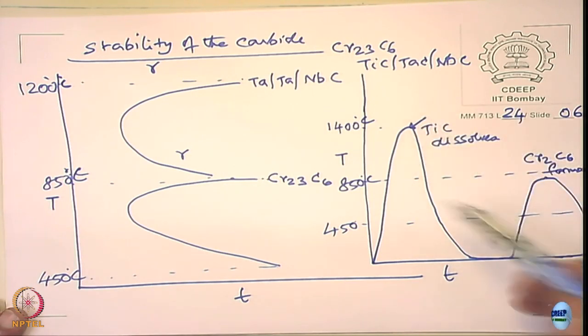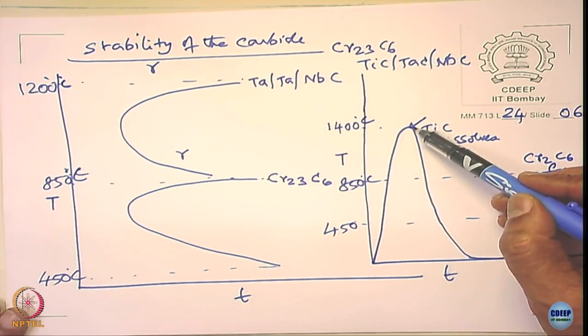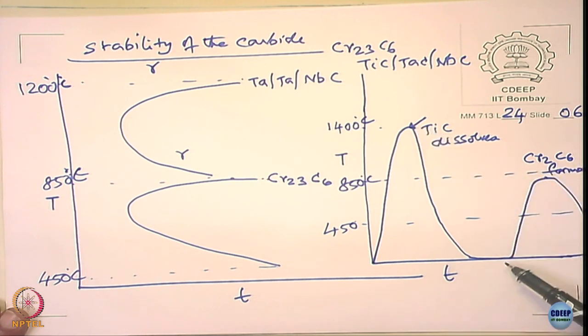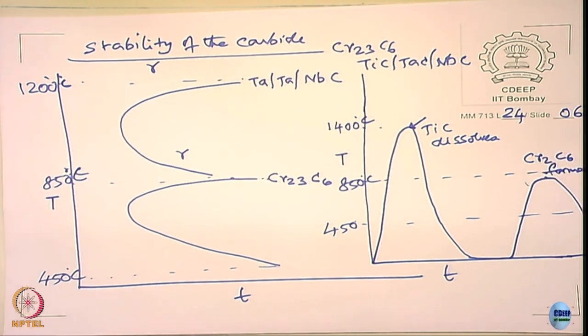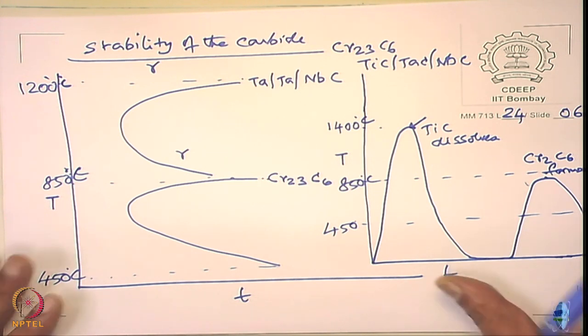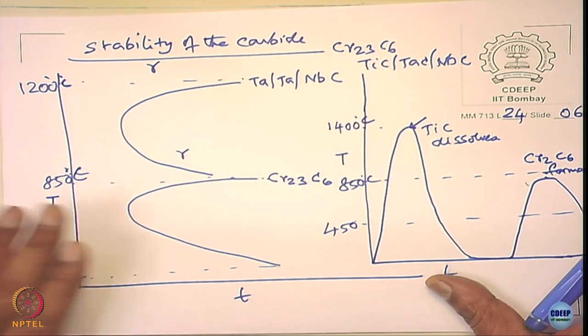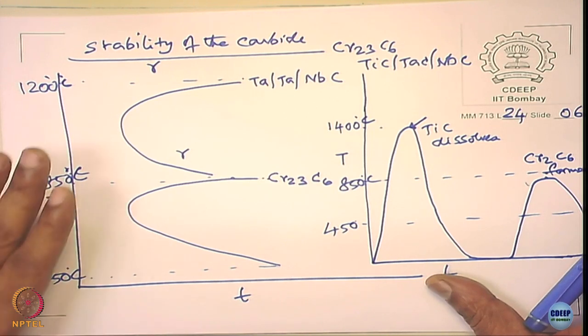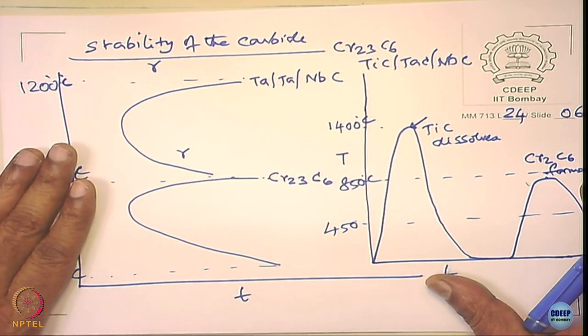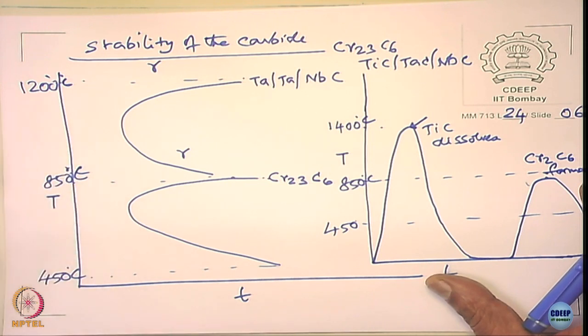In the thermal cycle, the first one leads to dissolution of titanium carbide. The second one, when it becomes the heat-affected zone for the subsequent welding, the chromium carbide is formed, and so it leads to what is called sensitization taking place, and that is a problem that happens in the stabilized grade stainless steels. It does not happen in low carbon stainless steels. Why? Because in low carbon stainless steels, carbon is not there to form chromium carbide at all, and anyway you are going to cool it down.